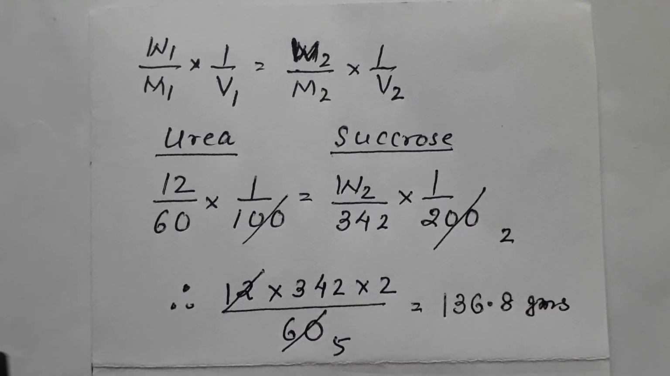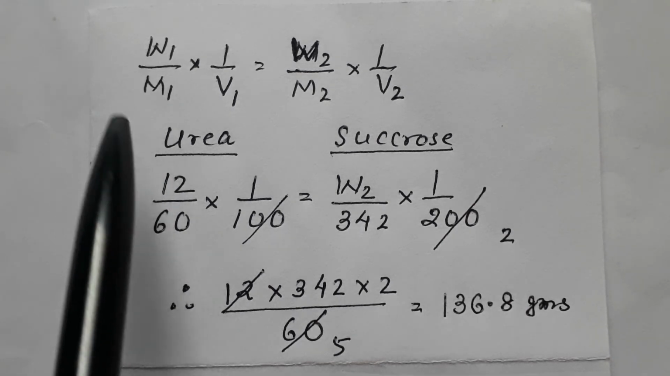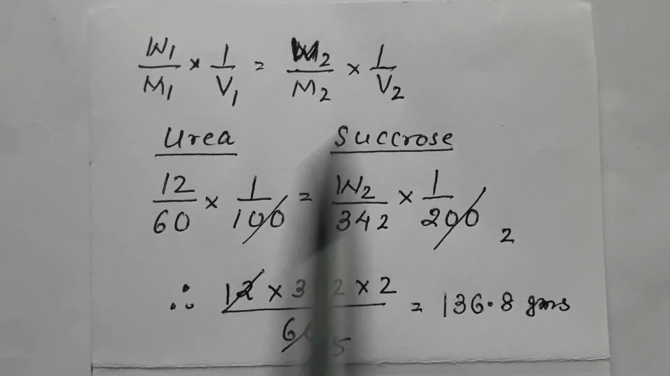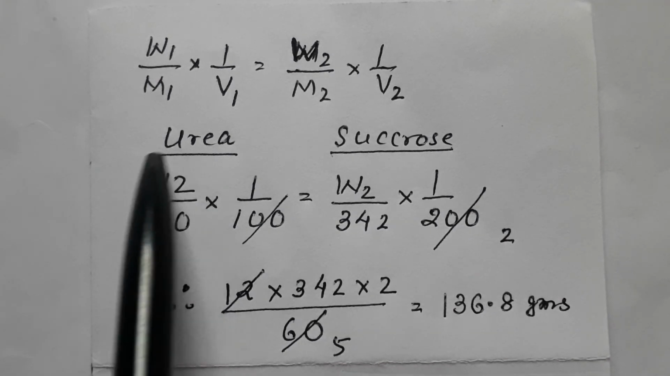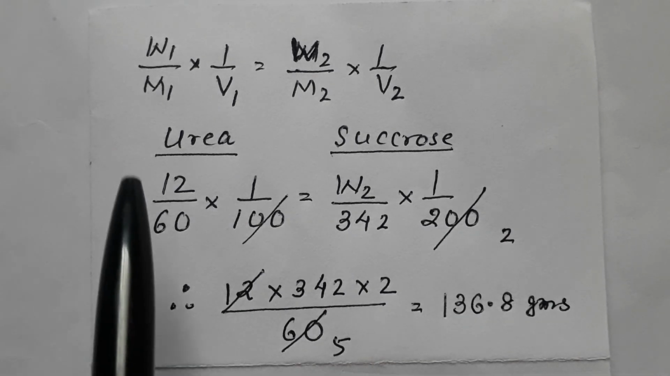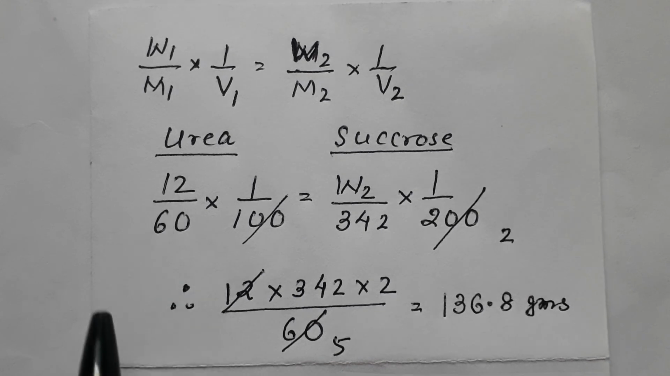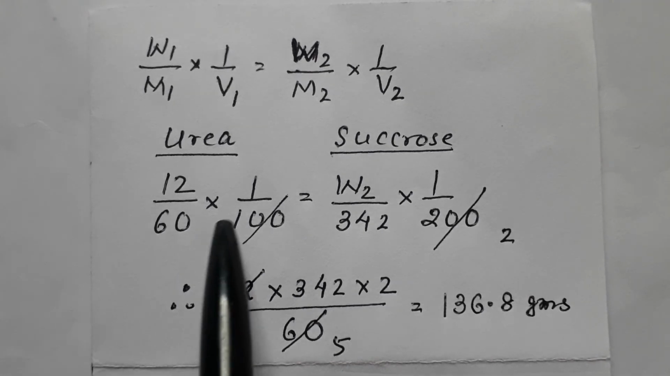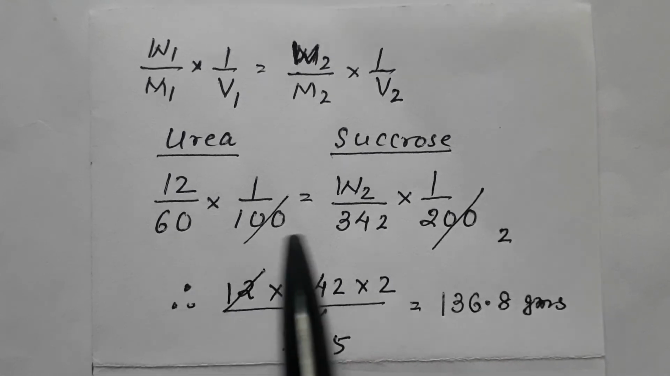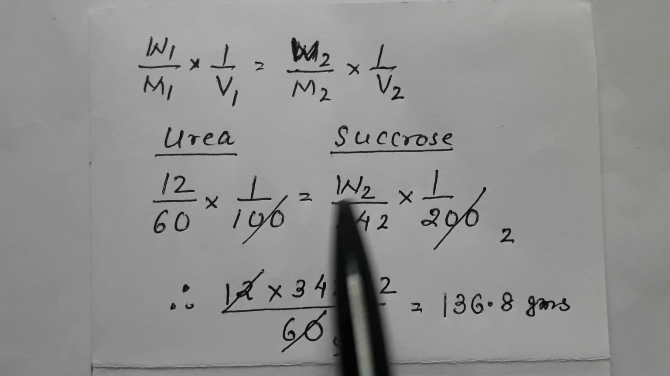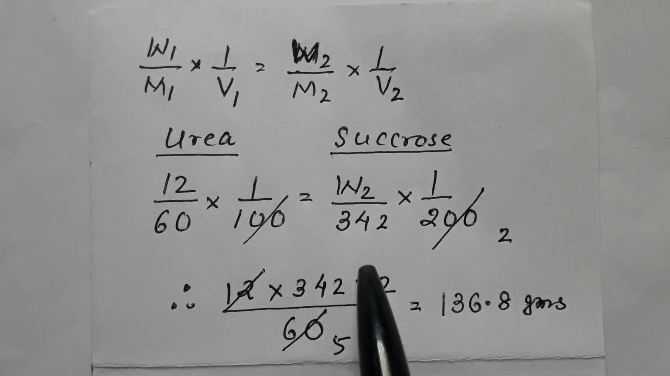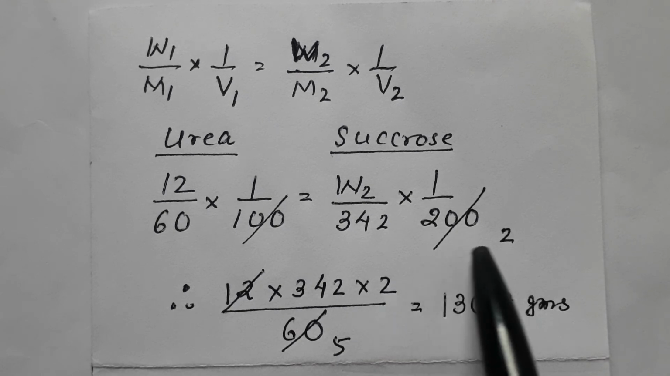The equation is W1 upon M1 into 1 upon V1 is equal to W2 upon M2 into 1 upon V2. One side applies to urea, the other applies to sucrose. For urea the weight taken is 12, its molecular weight is 60, and the volume is 100. It is 12%, 12 per 100, volume of solution is 100. For sucrose, the weight of sucrose present is to be calculated, its molecular weight 342 is known, and the volume of the solution as given in the question is 200.